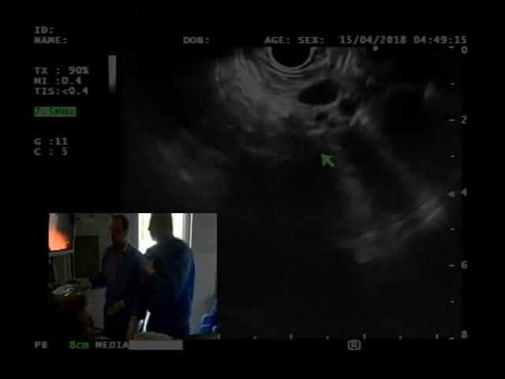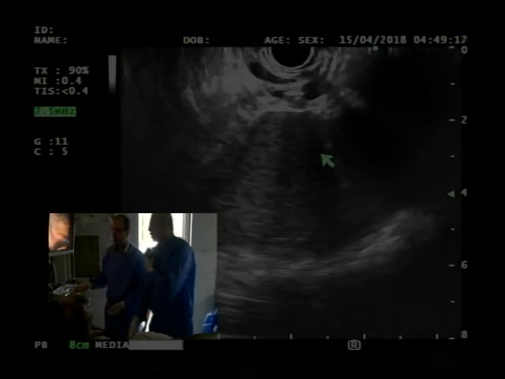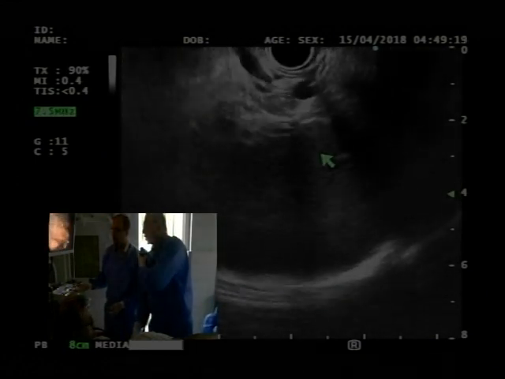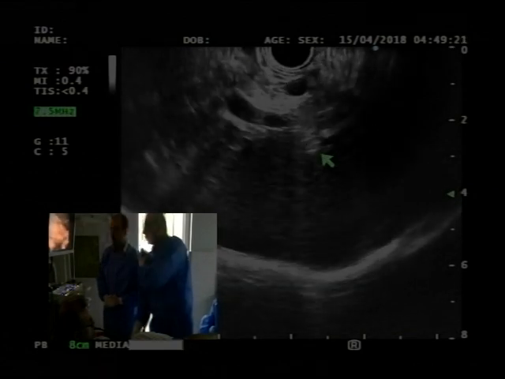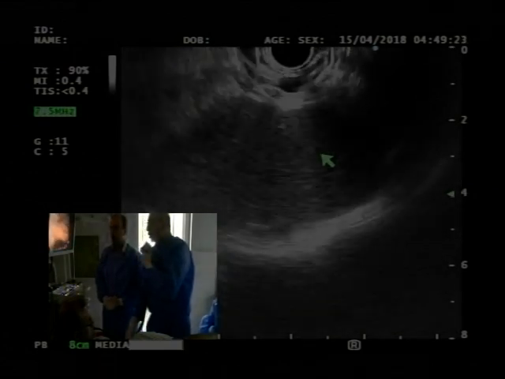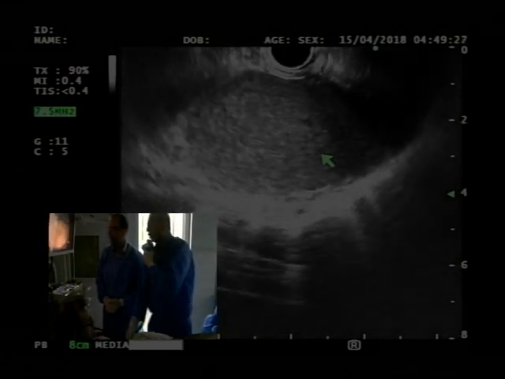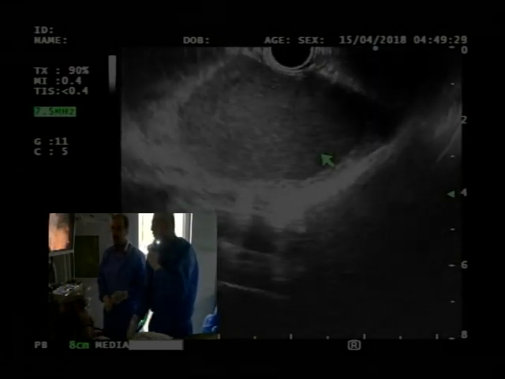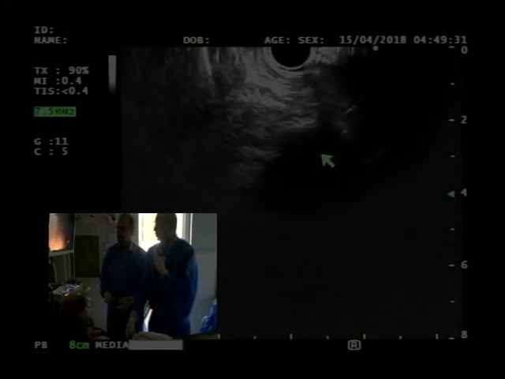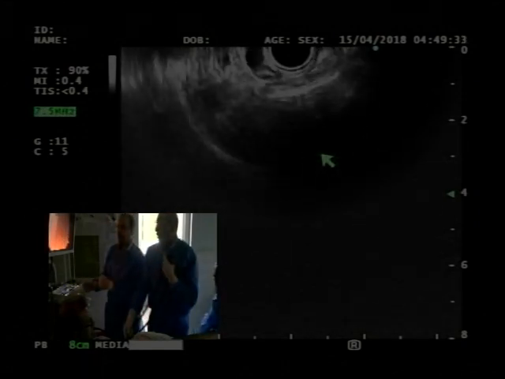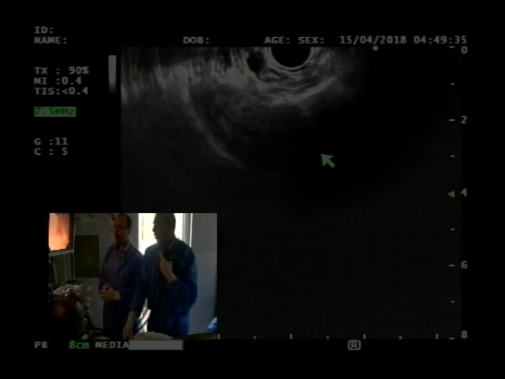Maybe we need to pull back again and go clockwise or counter. What do you think? Relax your big wheel, and I think you went all the way clockwise to the spleen. So if you go counter here, you might come back towards the aorta.